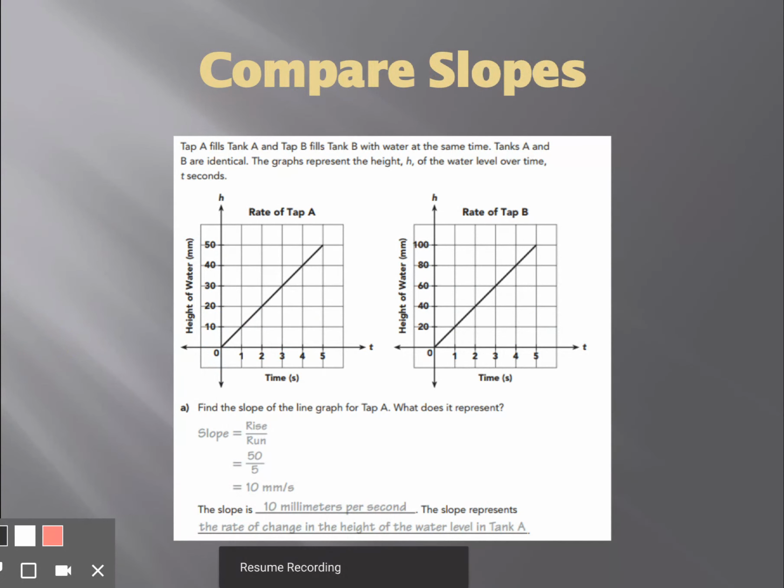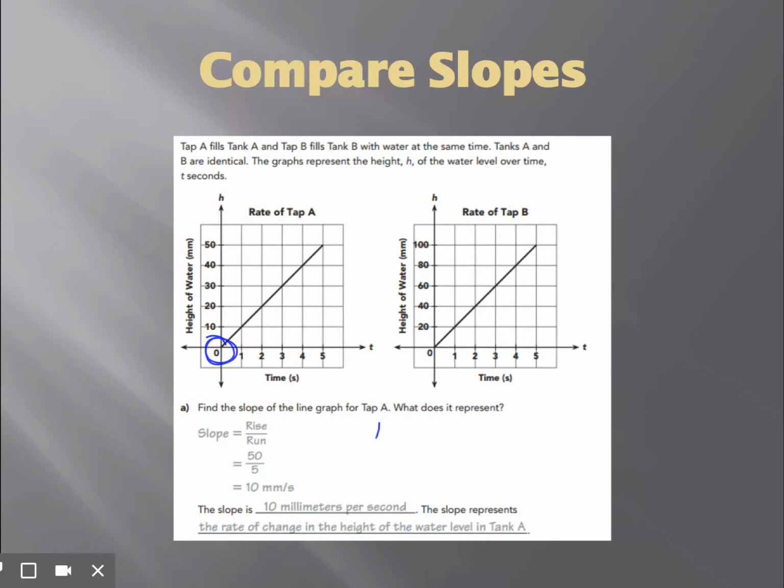So again, like I said in the beginning, we can use slope to compare two items. So we have a tap, a sink, a faucet here, tap A and tap B. We want to know which one is moving faster, which one's filling up the tank faster. So in order to compare, what you're going to do is calculate the slope of each tap. So again, you're going to use 2 points. Again, if you see a 0, 0, always use that, all right?